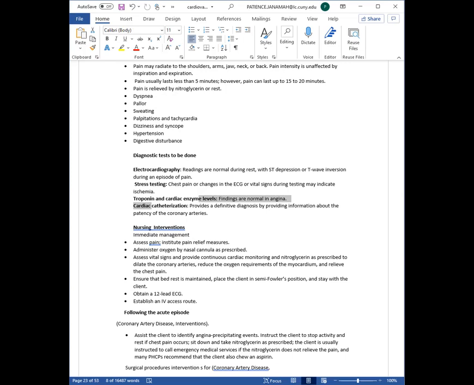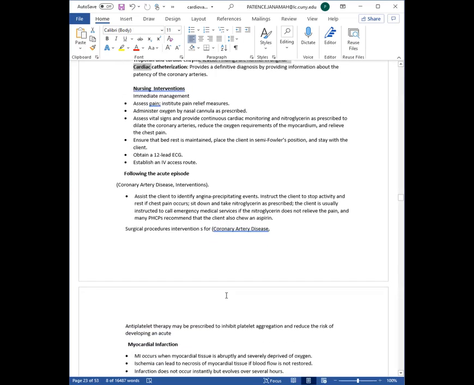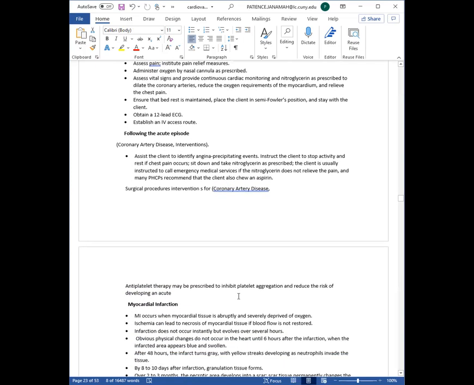So you don't move. You stay with the patient because the patient might be anxious from the chest pain. They might be scared, so you don't leave. You have to stay with the patient and continuously monitor their vital signs. Now, following an acute attack, you want to assist the client to identify angina precipitating causes. So if the patient has a lot of stress that is causing the angina, you want to instruct the client to stop those activities and to take rest when chest pain starts.